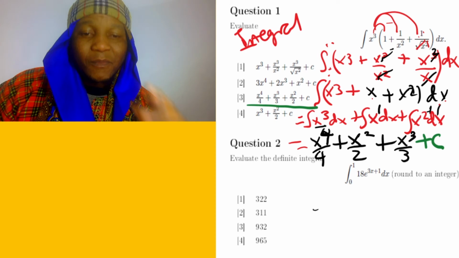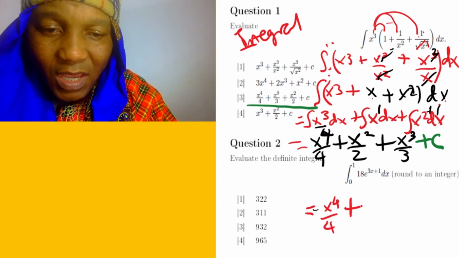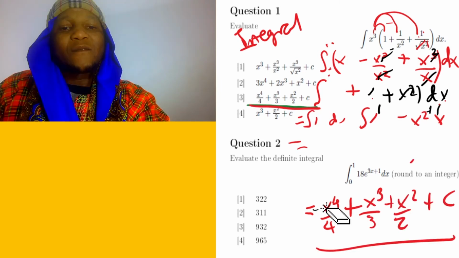So now we can rearrange. It's always good to start with the 4, 3, 2. So if I have to rearrange, this is equal to x to the power 4 over 4, and then plus, let's go for the x to the power 3 over 3, because we start with the highest power and then go to the smallest one, x squared over 2, plus c. So which is option number 3. Now let's go to the second question, which I'm going to show you how to substitute the limit. Very easy how to substitute the limit.